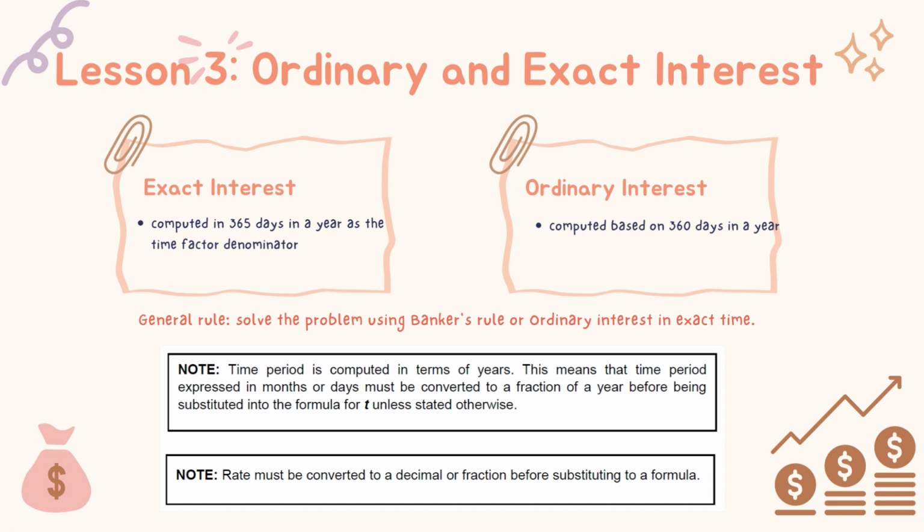Okay, so here are some notes. So, for the time period, it is computed again in years. Ha, dili atong days. So, if ara ka na number of days, imong gid siya i-divide sa 365 or 360. Okay? So, that's for the time. And then, rate must also be converted to a decimal or fraction. So, atong percentage, for example, 12%, that's 0.12. Okay, so that's some pointers.